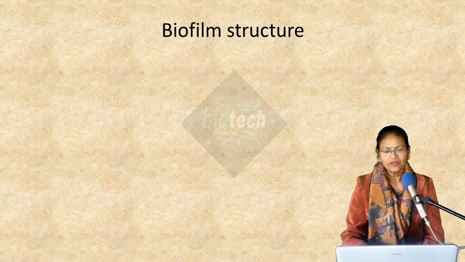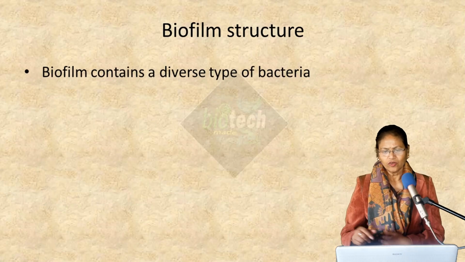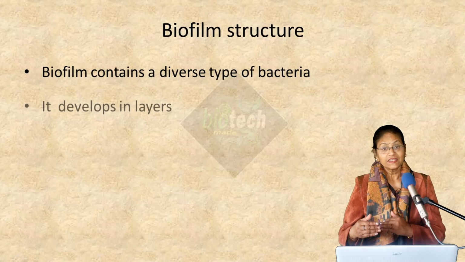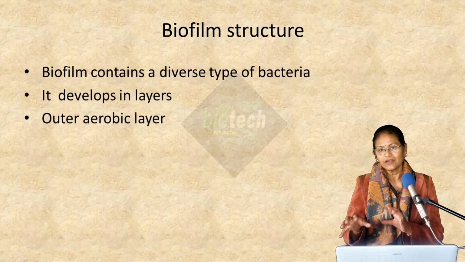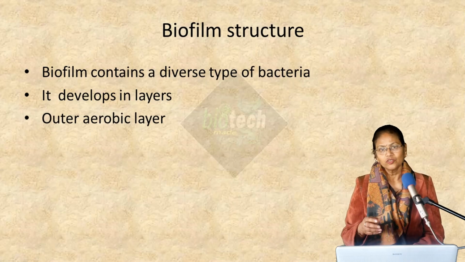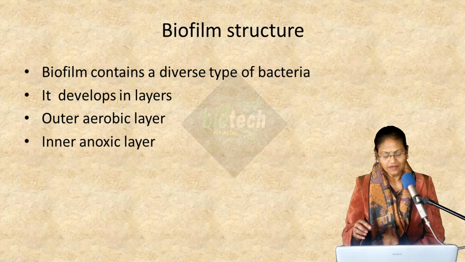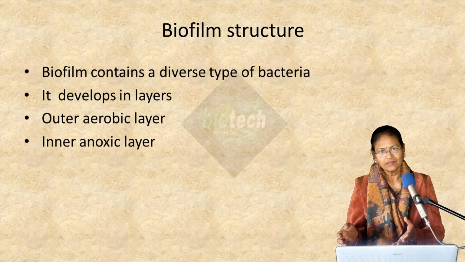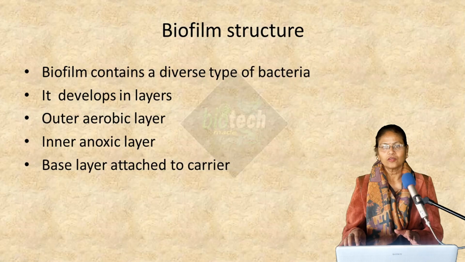Now we'll see the biofilm structure. Biofilm contains a diverse type of bacteria. You'll see aerobic and anaerobic bacteria here. It develops in layers, so stratification is there, and the outer layer is the aerobic one. That means the microorganisms present in this layer are the aerobic ones, which need air or oxygen for survival. The inner layer is anoxic, which does not have dissolved oxygen, so here the microorganisms are generally denitrifying ones. And the base layer attached to the carrier is also anaerobic.